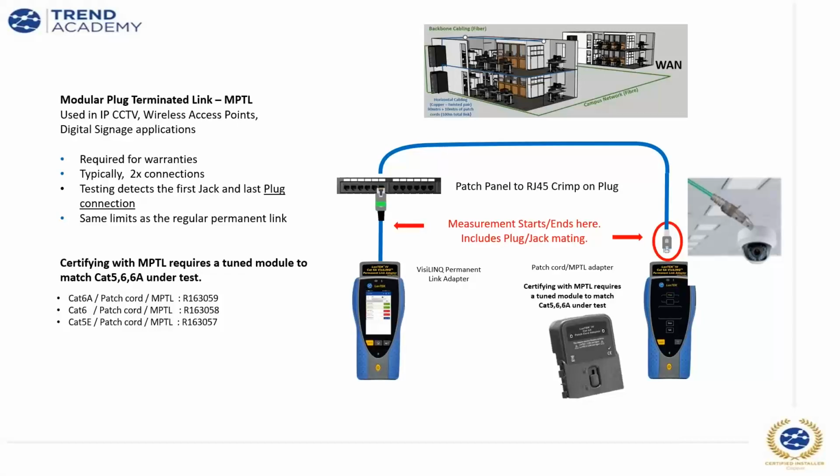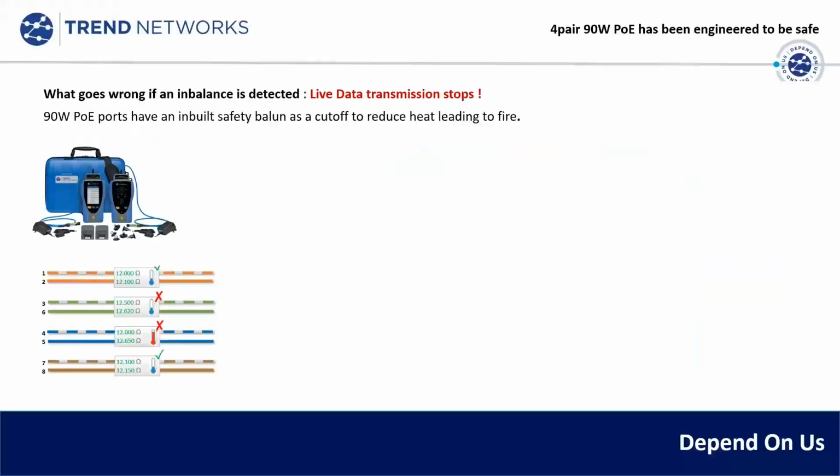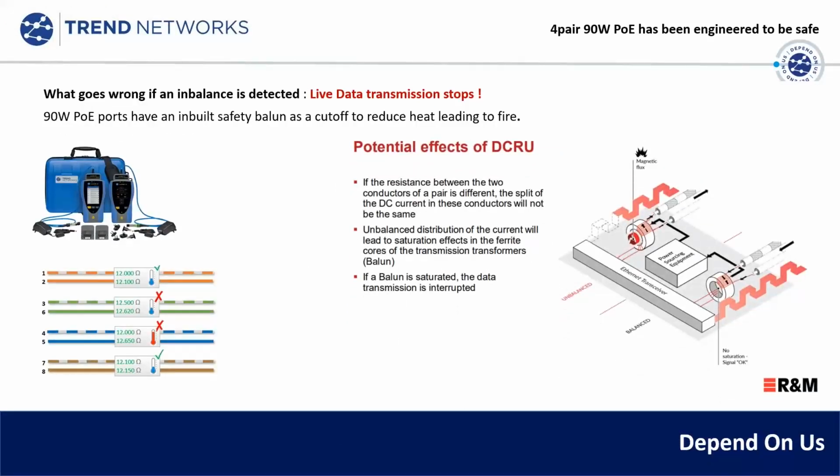One catch is I mentioned the piece of the RJ45, the plug, that is different. You can imagine a Cat 5 plug is different to a Cat 6, and of course a Cat 6A. So now you will need to have a tuned adapter. Just one tuned adapter will do, and you would add this to your certifier to match the cable under test. And of course that's because that piece of plastic, that RJ45, is actually quite a basic product to work with. Okay, MPTL critical.